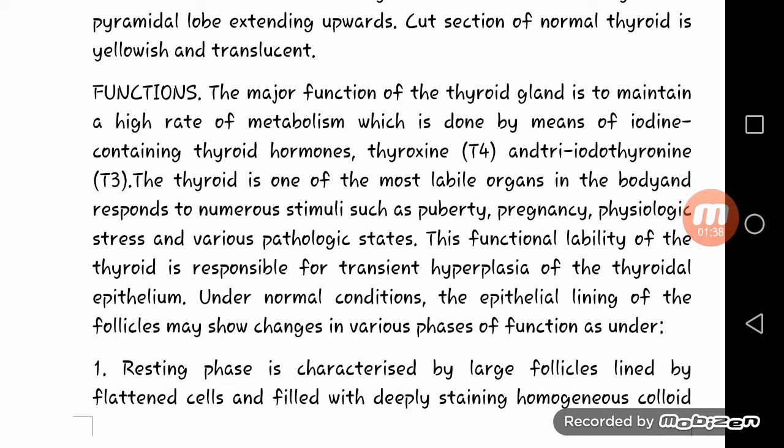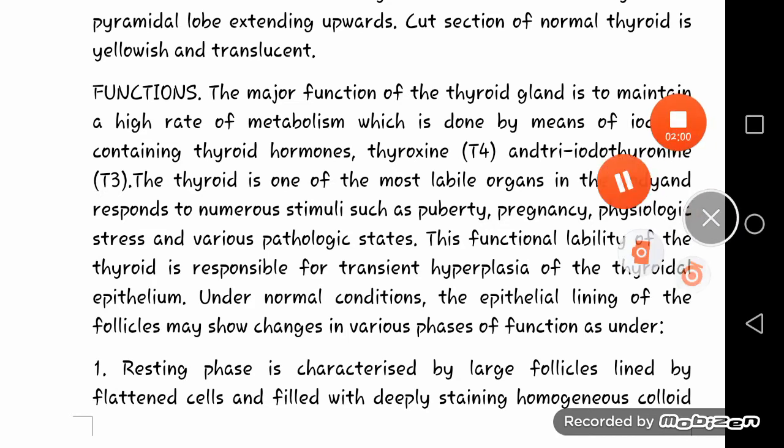The major function of the thyroid gland is to maintain a high rate of metabolism, which is done by means of iodine containing thyroid hormones, thyroxine T4 and triiodothyronine T3.